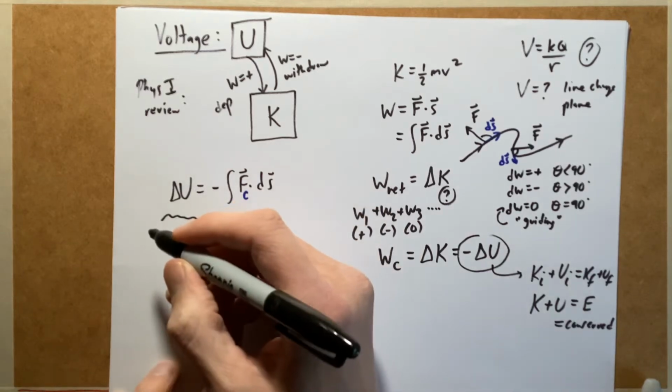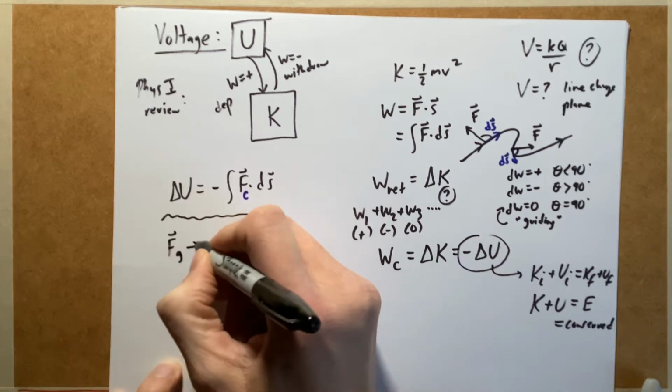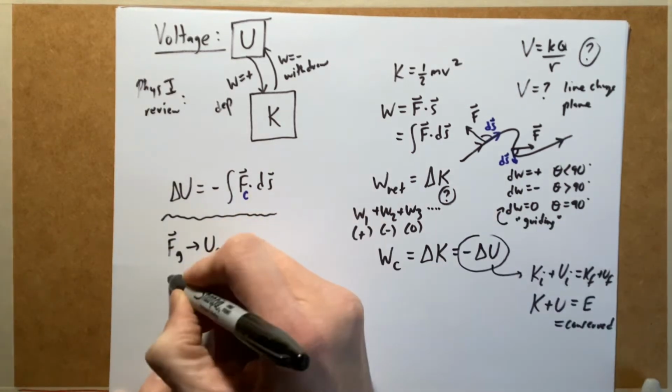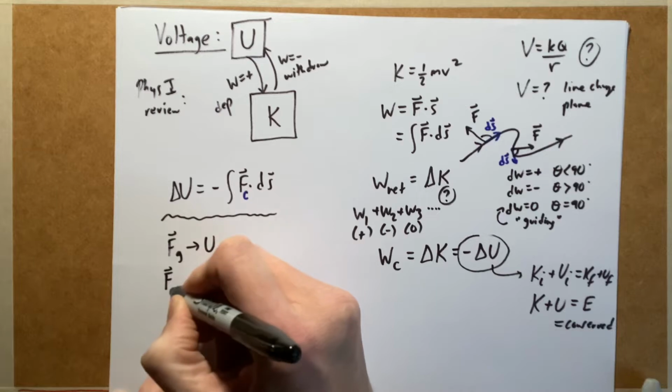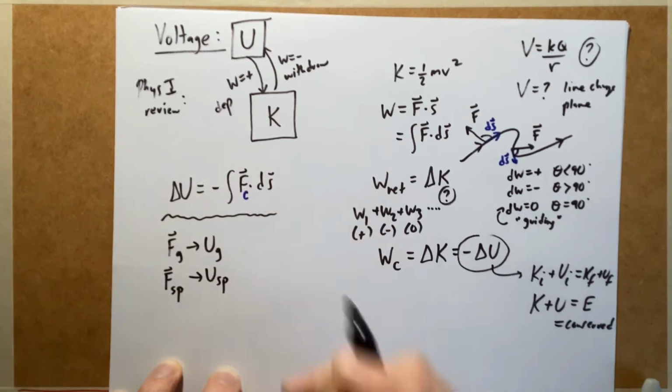And so you use this to great effect in physics 1 to get, for instance, from the force of gravity, a corresponding potential energy. Another common one that I assume you did in physics 1, you go from the spring force to getting a corresponding spring potential energy.